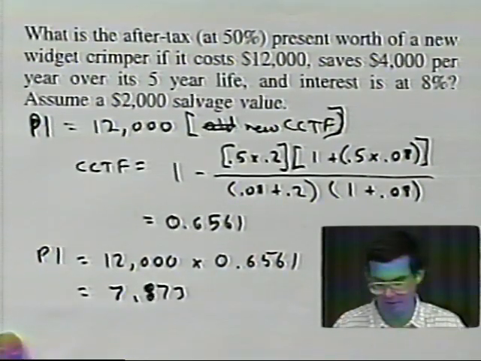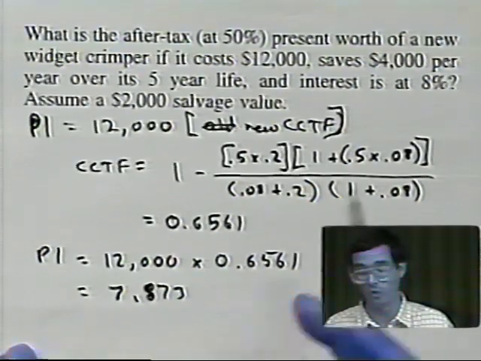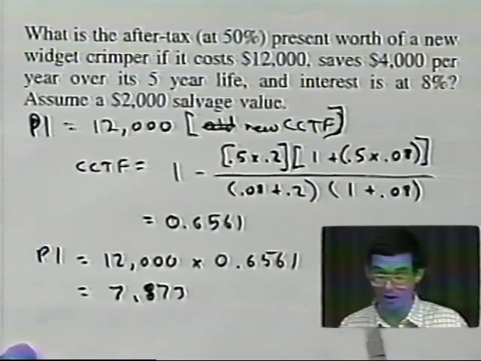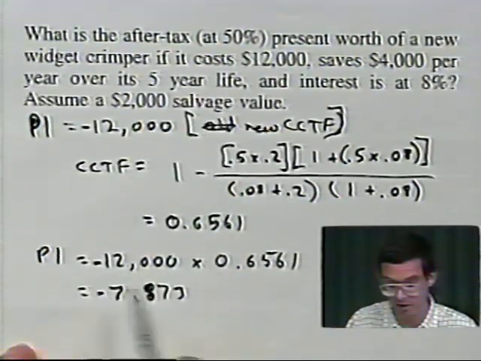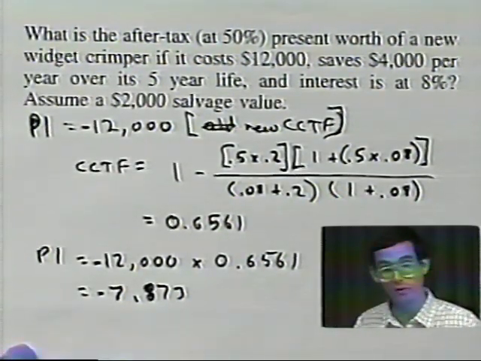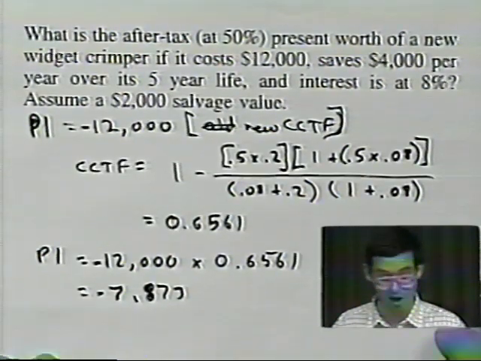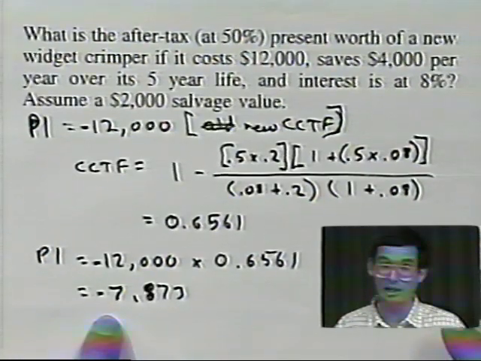$7,873. Now I make a slight change here just to keep track of which of my components are costs and receipts. I'm going to put a minus sign in front of the 12,000 because it's an expense, it's money going out. So our P1 component of the tax calculation is minus $7,873. The present worth of the crimper is actually less than its apparent cost.